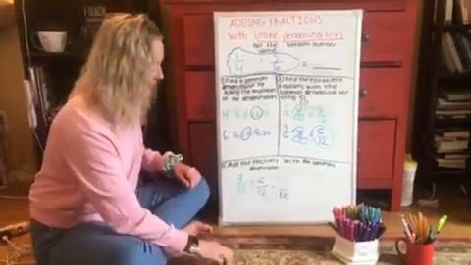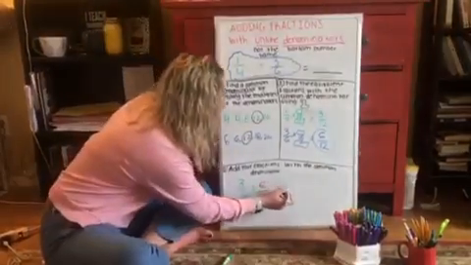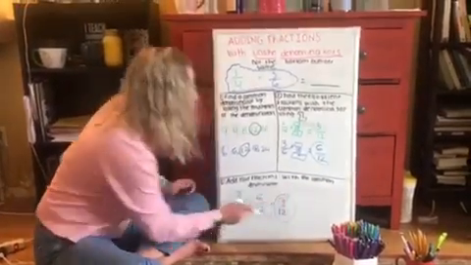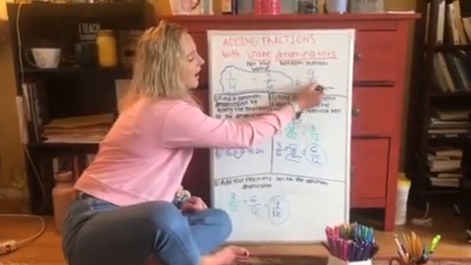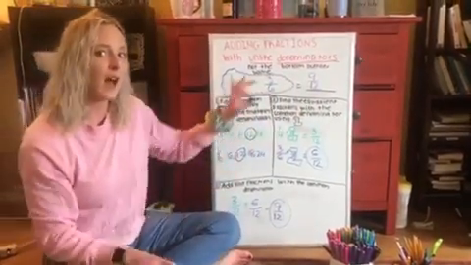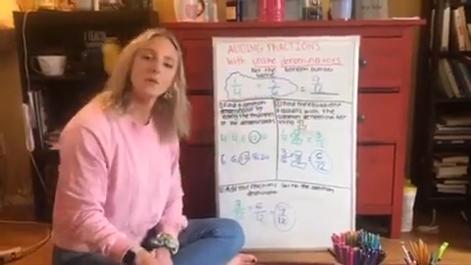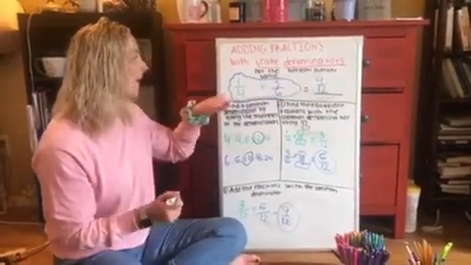So 3 plus 6 is 9. So you get an answer of 9/12. Remember, you cannot add fractions that don't have the same denominator. So these are 3 simple steps that you can use to help you add these fractions.